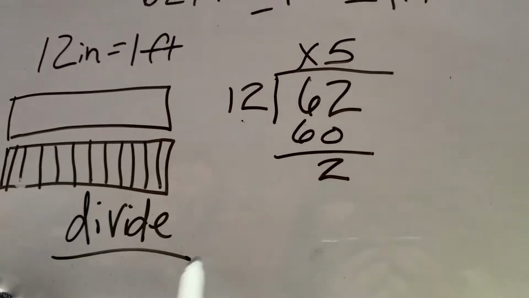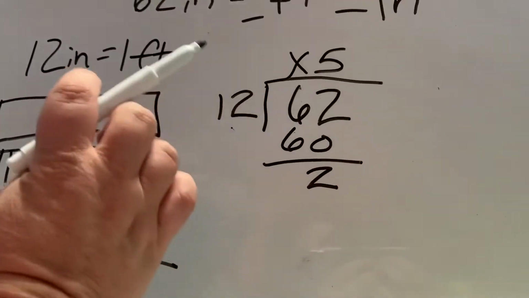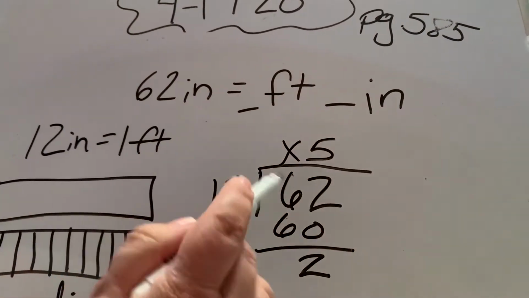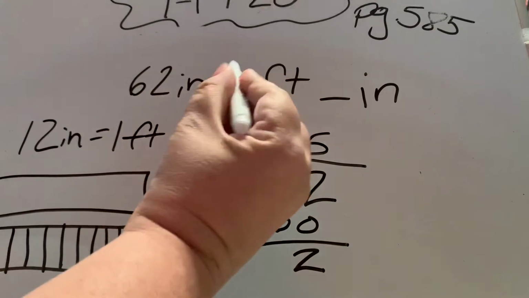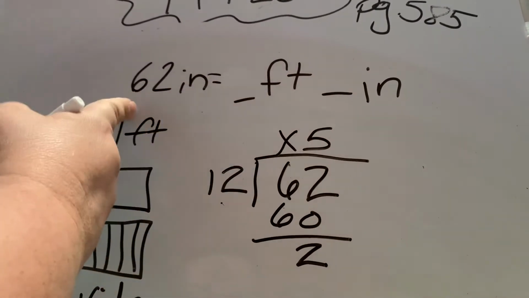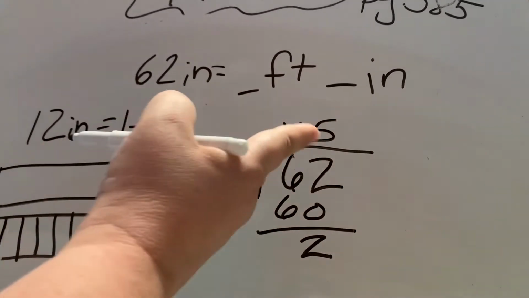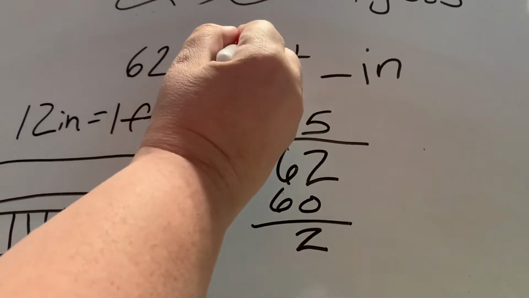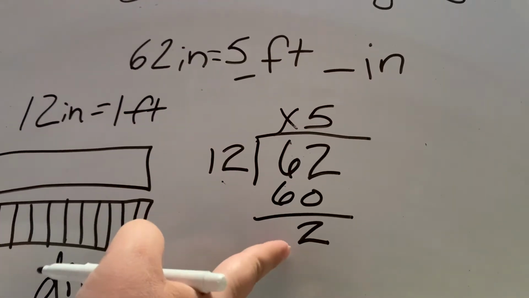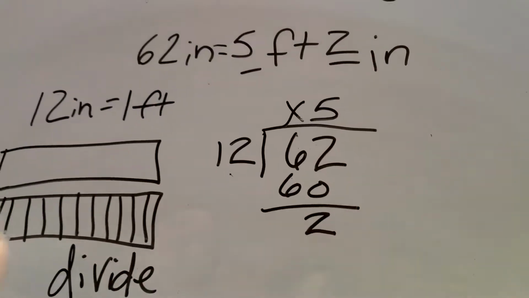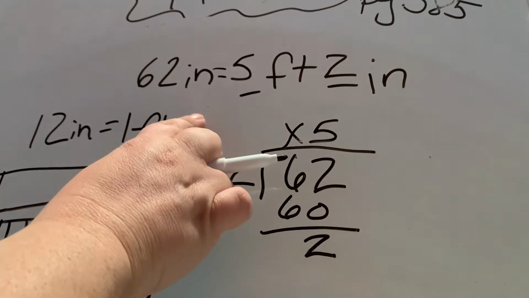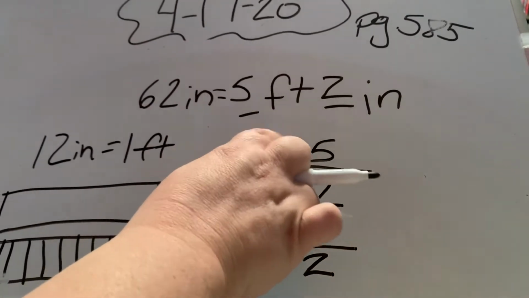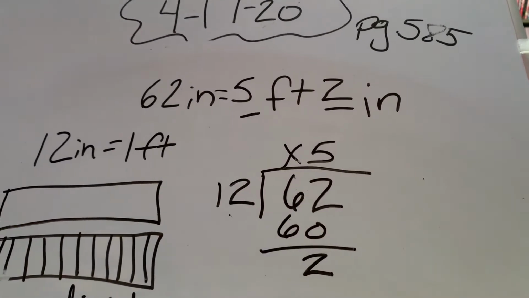Look, guys, you were trying to fill in this number up here, right? How many feet were in 62 inches? There were 5 whole feet with 2 inches left over. So 62 inches is the same as 5 feet and 2 inches.